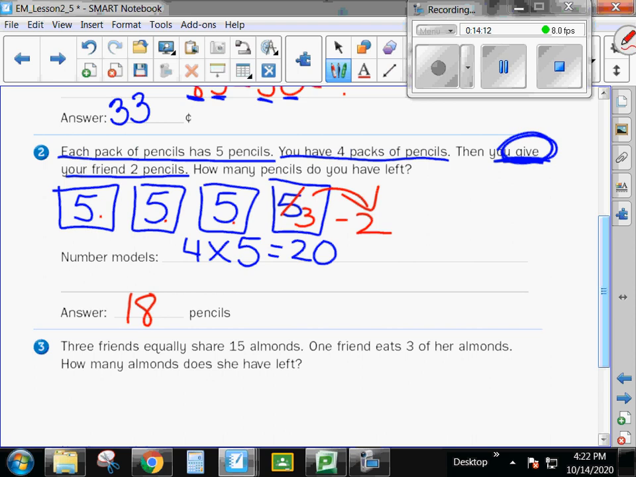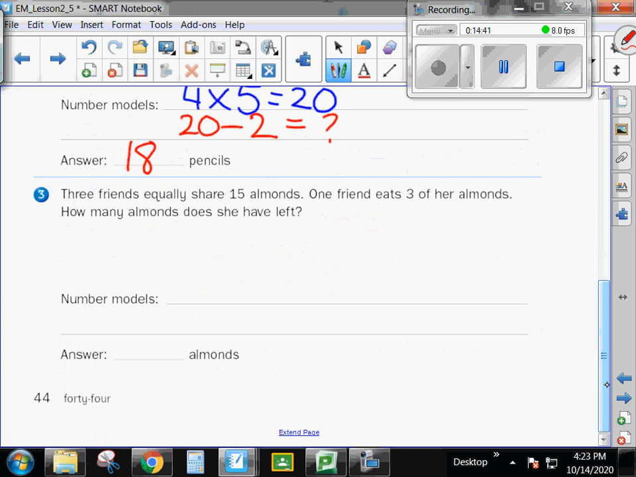Then what did you do next? You took those 20 pencils, and what did you do with them? I subtracted 2, sorry, I didn't subtract 3, I subtracted 2. When I take out the 2 pencils, that's when I'm left with my 18 pencils.